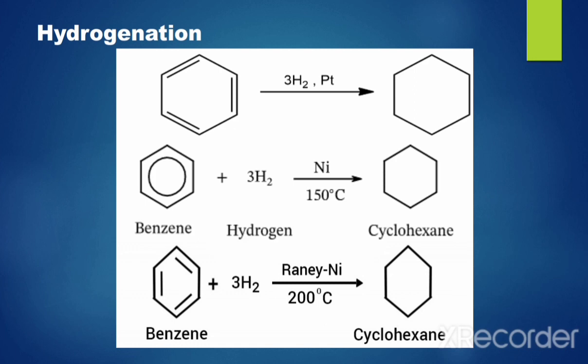The hydrogenation is a process in which we add hydrogen to a benzene ring, and in benzene ring the pi bonds will break and convert into single sigma bond, and the compound that contains pi bond or a double bond will convert into single sigma bond or single bond.